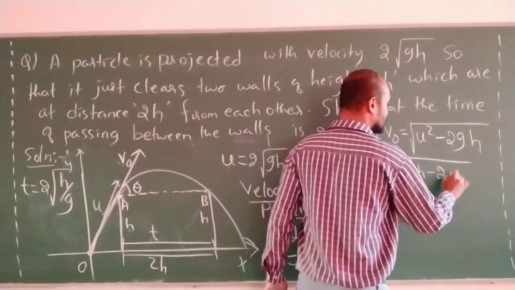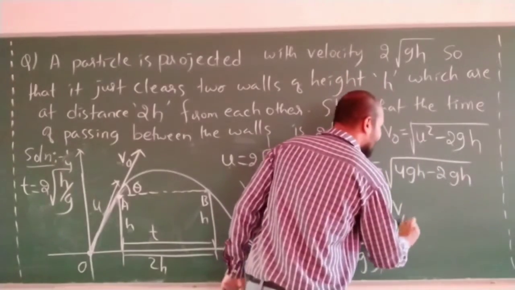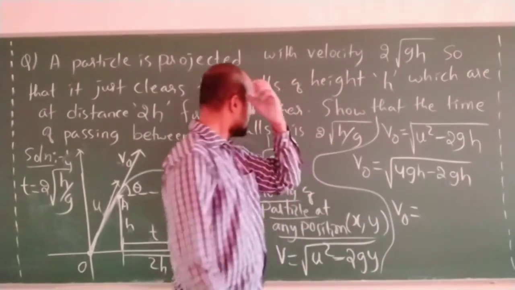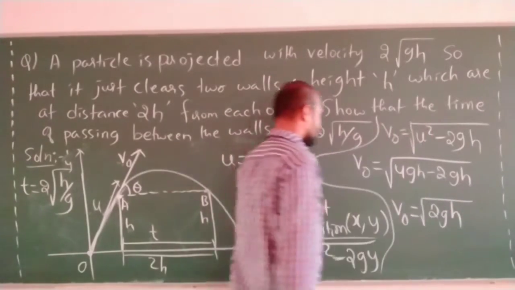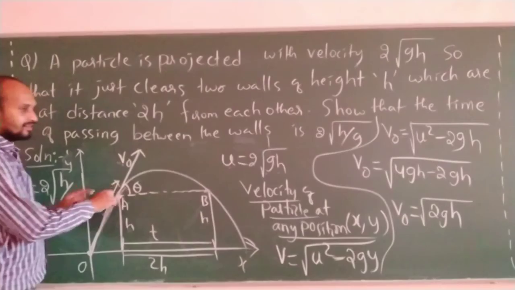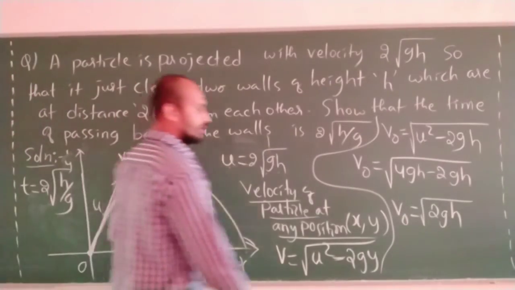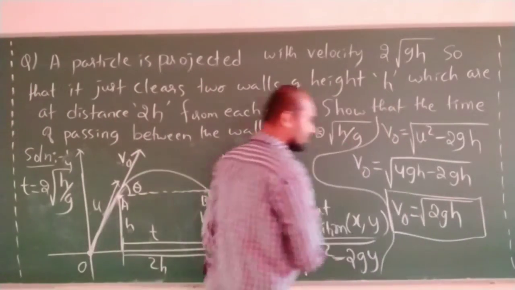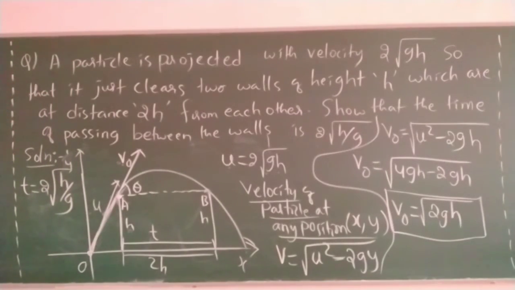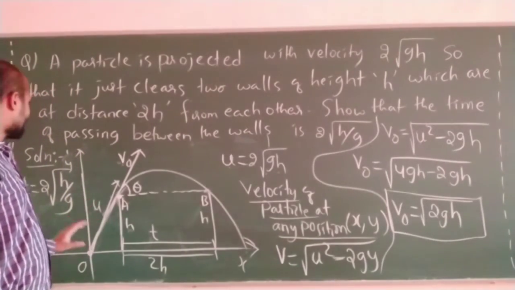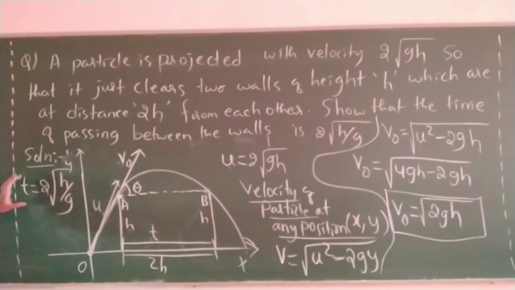4gh minus 2gh. So v0 will become how much? Root of 2gh. This is the velocity at this point. How much? v0 is equal to root of 2gh. Got it? Now you will find what? What is our target? I need to prove time taken.